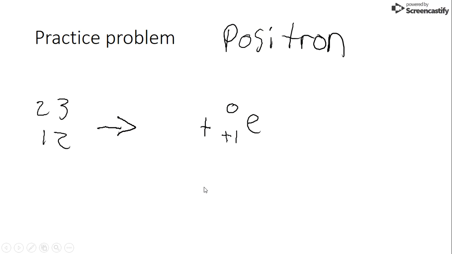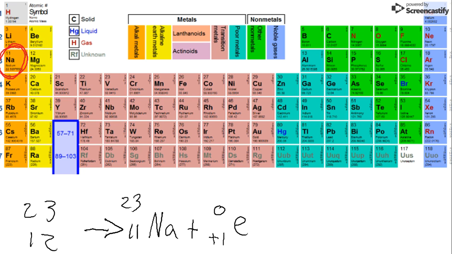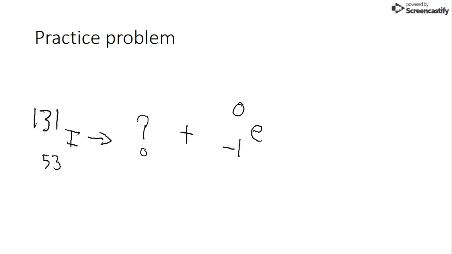So here's a practice problem for positron. 23 minus 0 is 23, so then 23 goes on top. And then 12 minus 11 equals plus 1. So then it's 23 and 11. And if we look for it in the periodic table, we find that it's Na. Now here's a practice problem for you.